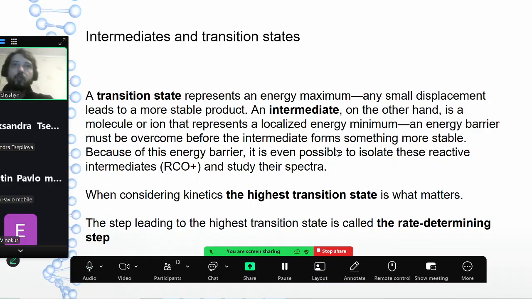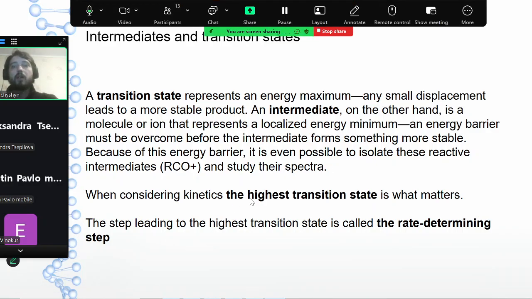A few keywords for you. A transition state represents an energy maximum. Any small displacement leads to a more stable product. So that's some sort of local maximum, and if you move a little bit to the left or to the right, you get a smaller Gibbs energy. An intermediate is a molecule that represents a localized energy minimum. I will show you an example so we will understand that. And when considering kinetics, the highest transition state is what matters, because you should somehow overcome that highest transition state, so it's probably the slowest part of the process to get over that state.